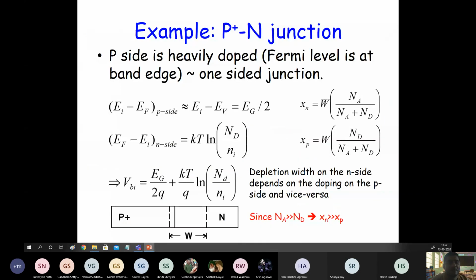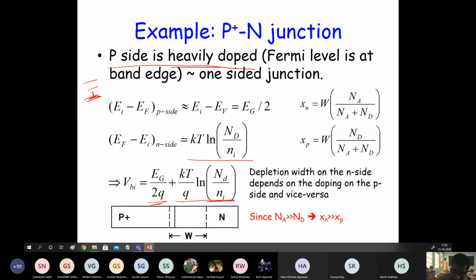Let us look at the one-sided junction. So this is a one-sided junction. Let's say P side is heavily doped, right? So if P side is heavily doped, then the Fermi level will be at the valence band edge. So for P side, this is basically half band gap. For N side, of course, you can calculate because it's not heavily doped. So EF minus EI will be KT log ND by NI. So total built-in potential will be half band gap plus KT by Q log ND by NI.